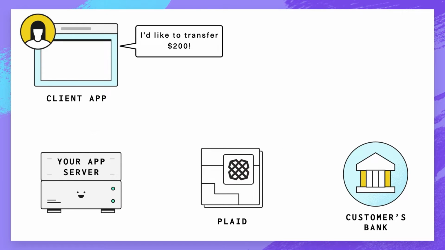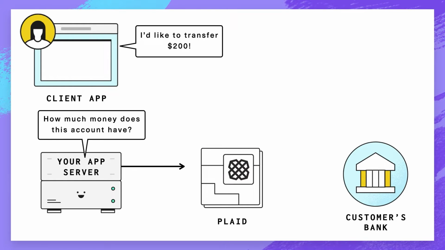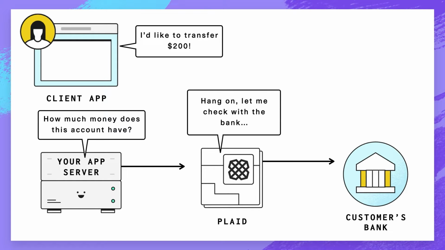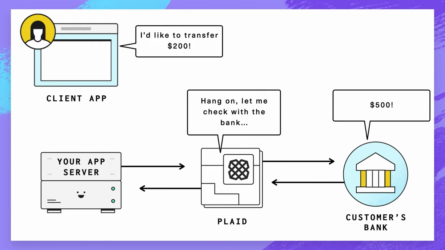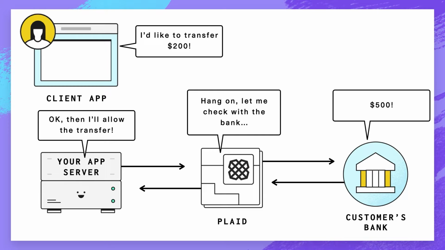With Balance, you can retrieve the real-time balance for all linked accounts on any item. This allows you to verify the amount of money the user has available to spend before initiating a debit, helping you to reduce return rates and non-sufficient funds fees.